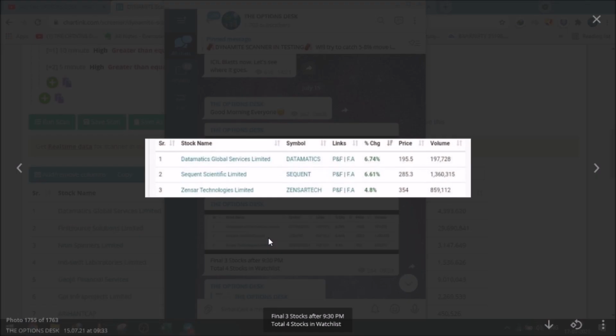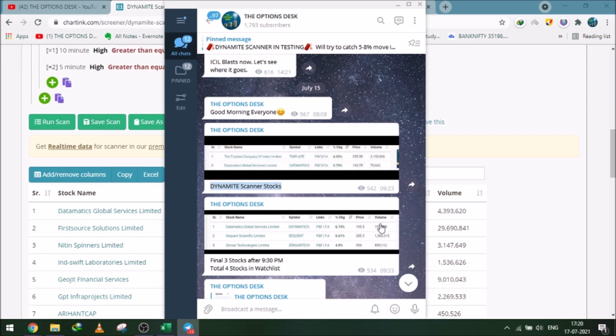At 9:30, I got the 4 stocks in the value. That is the Datamatics, Sequent, and Zensar Technologies. That is the 15th of July. The Intraday came, but the Intraday got rejected. You will get to know why the Intraday got rejected just after seeing the chart.